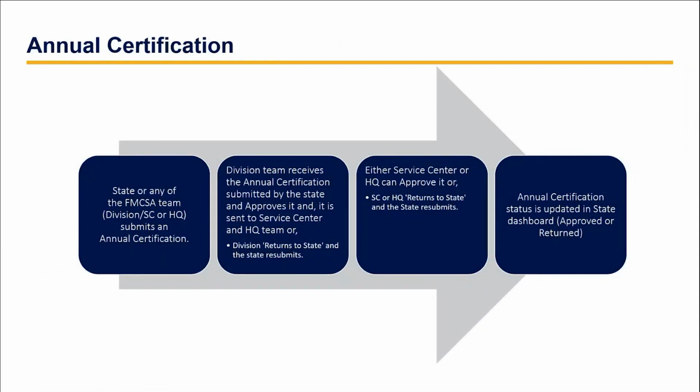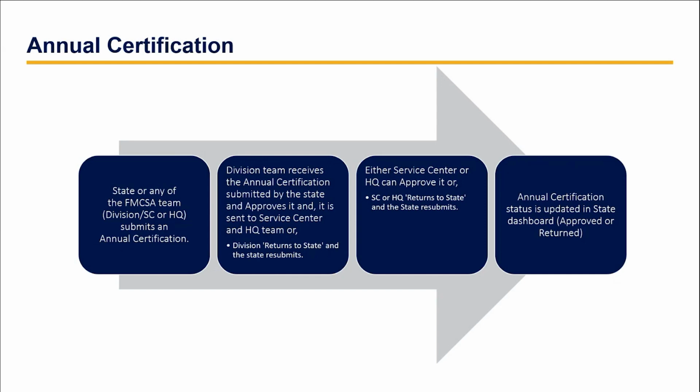So annual certification can be submitted by anyone, like the state can also submit an annual certification. Any FMCSA user, whether it's a division user or a service center or an HQ, all of them can submit an annual certification. The division team receives the annual certification submitted by the state and approves it and sends it to the service center or HQ, right? Division can also return to the state and the state needs to resubmit again.